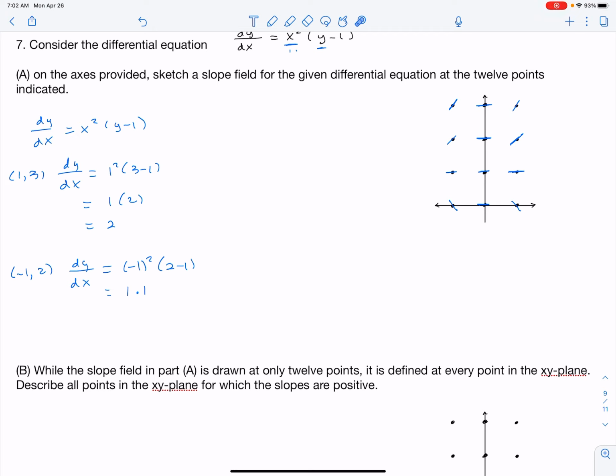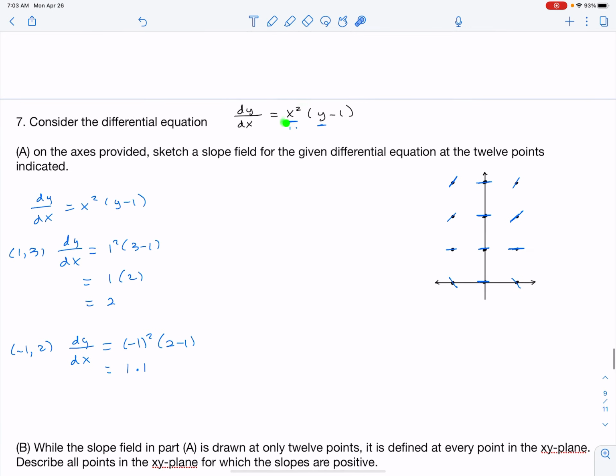Also, I think you'd agree they are positive for all points above the line y equals 1, right? When y is greater than 1, this is always positive, so I don't have to worry about it. This is the only thing I need to worry about. I think you guys would agree when y is less than 1, this thing's negative, right? So 0, -1, -2. When y is less than 1, everything's negative.